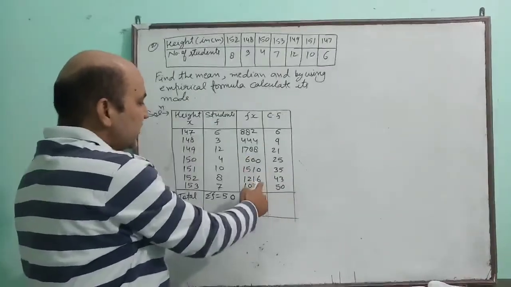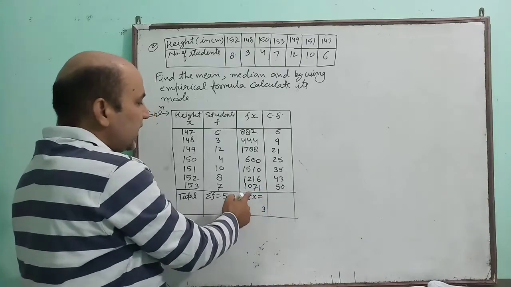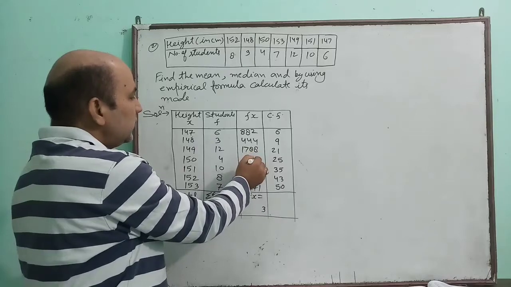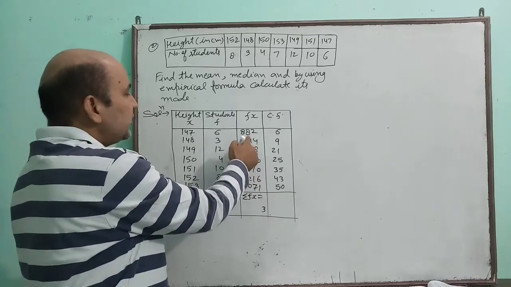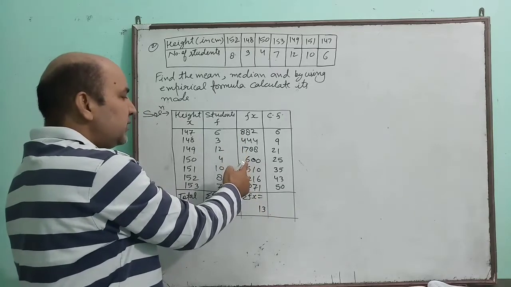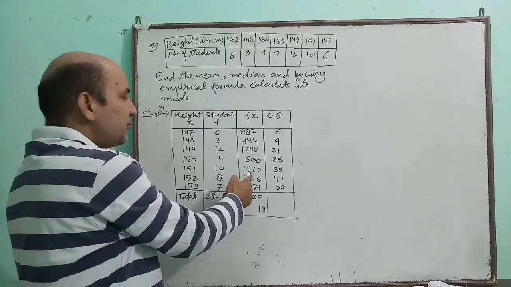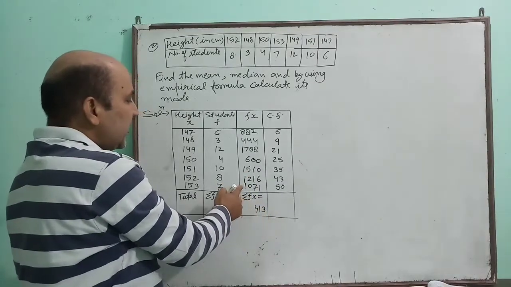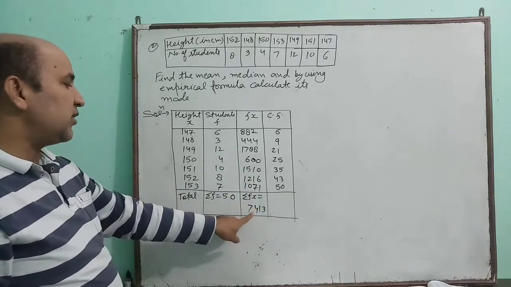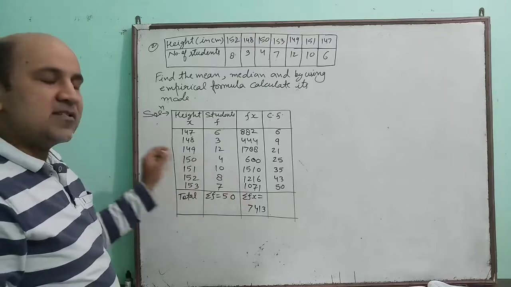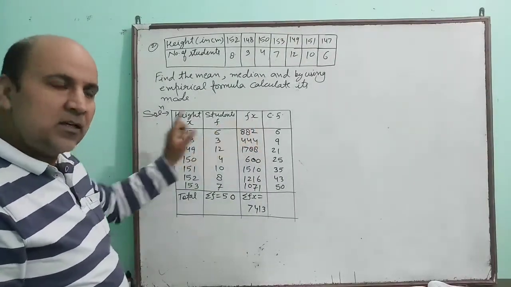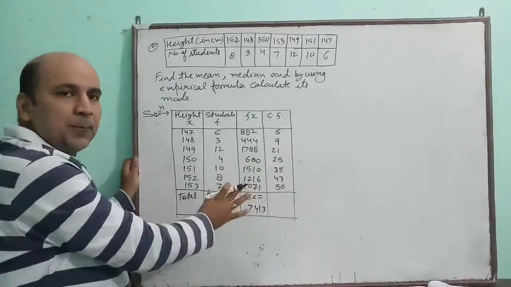Adding the fx column, 7413 is the sum of the frequency and observation products. Okay, this data has been completed.